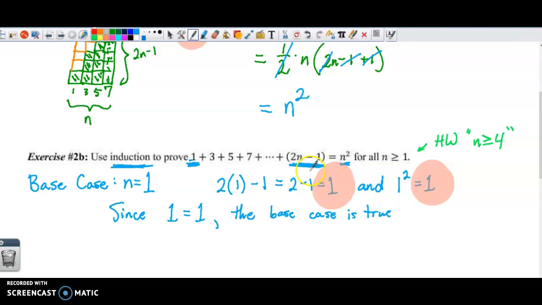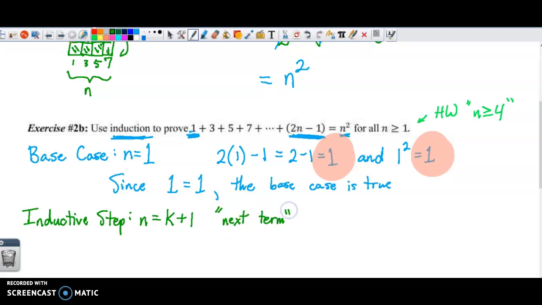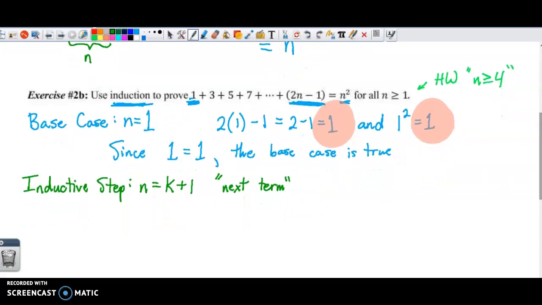So we know that this equation works for the very first situation. So now what we have to do is the inductive step. Switch colors again. The inductive step is that we have to prove that it works for the next term on any situation, n equals k plus 1. I don't think I write this anywhere else, but it's the next term. Just like when we did the recursive definition in the earlier units, we're doing the next term.